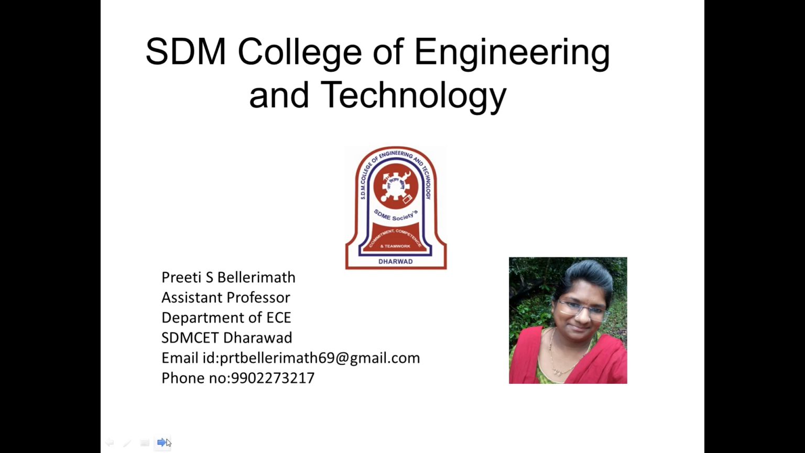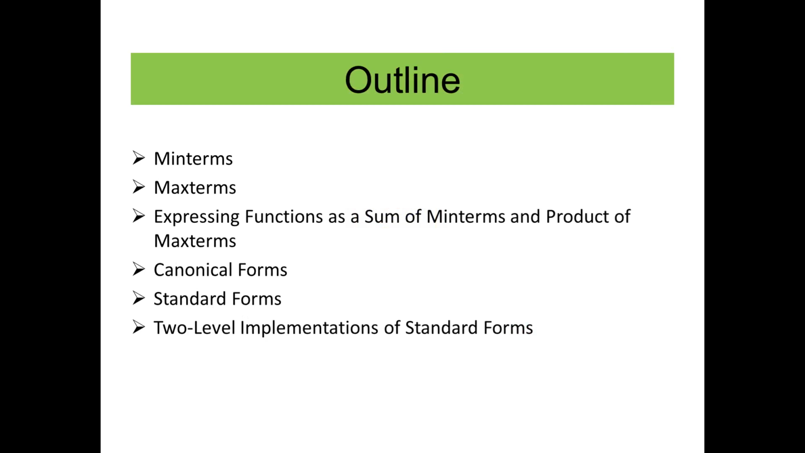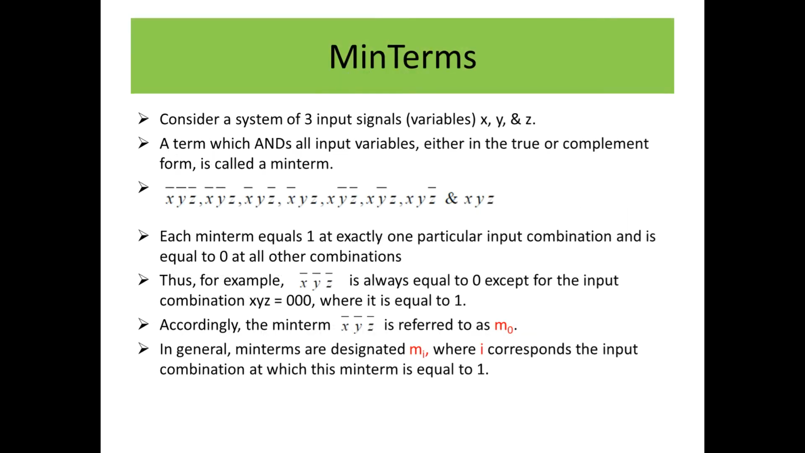We have studied about the gates and a small truth table, how to write an expression from the truth table, and how to draw a logic network. So this was just an overview of the previous class. Coming to my second lecture, in the next few minutes I'll be talking about these particular topics: Minterms, Maxterms, expressing functions as a sum of Minterms and product of Maxterms, canonical forms, standard forms, two-level implementation of standard forms, right? So coming to Minterms, consider a system of three input signal variables.